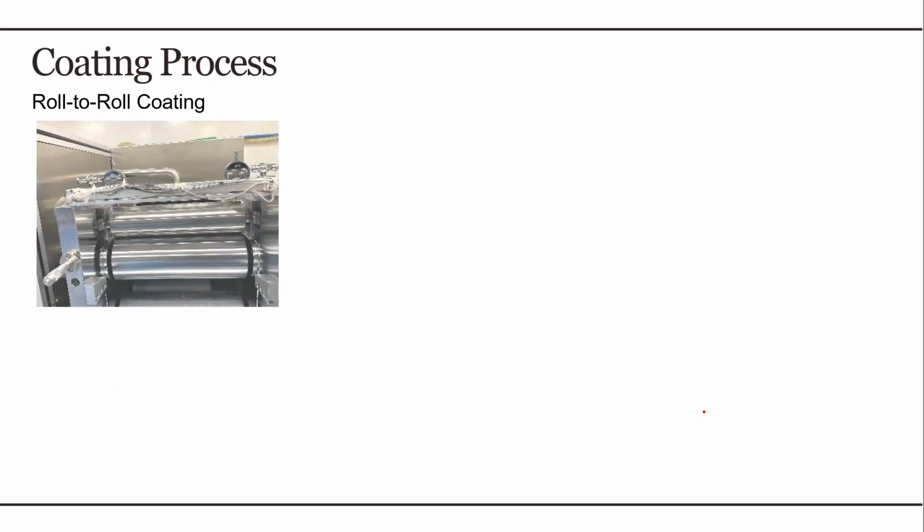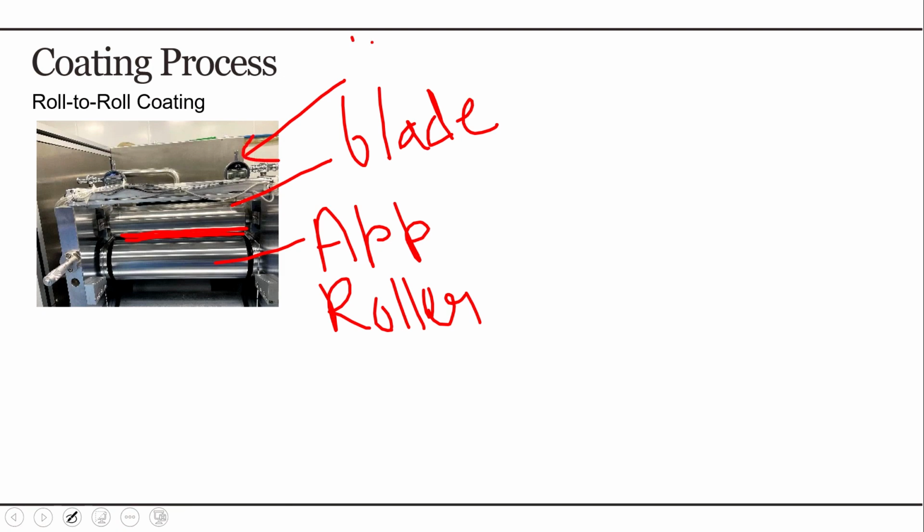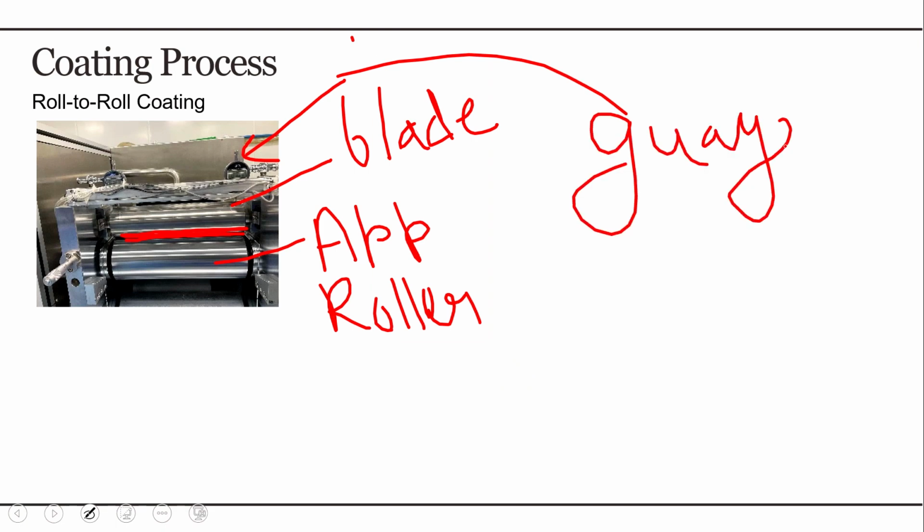I have certain photos of how it looks. As we can see, this is our blade which we were talking about in the last slide, and this is the gap we were talking about between the application roller and the blade. This gap is maintained based on the thickness that we are looking for over the electrode or substrate, and these are the gauges that tell us how much thickness it is.